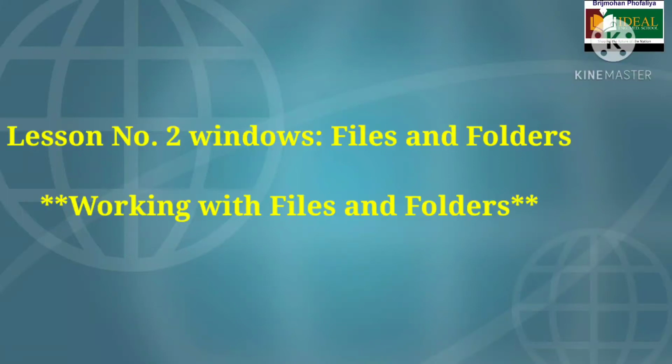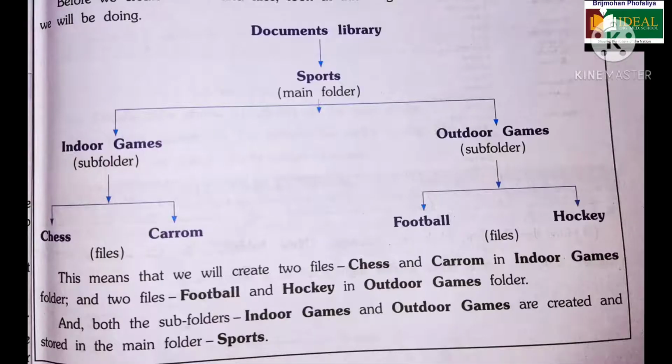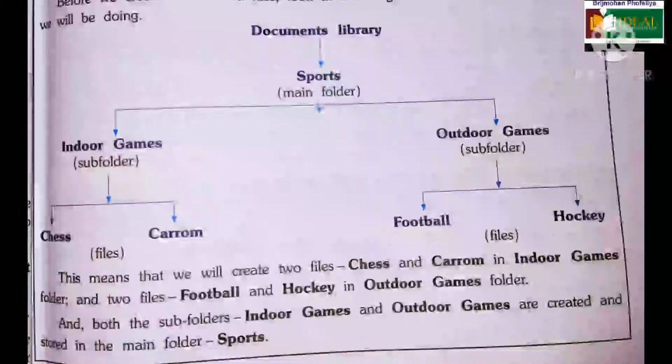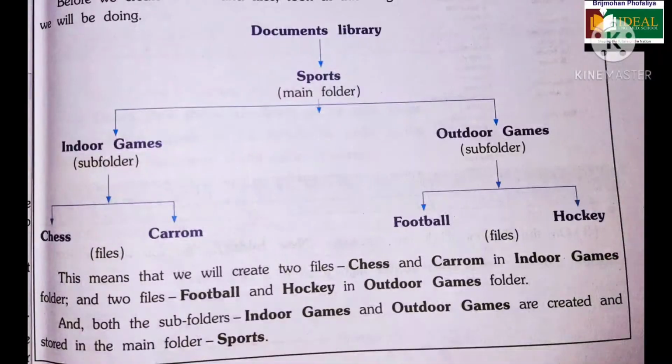In the previous class we have seen the libraries window and its parts. Today we are going to learn how to make folders. Before going further, just have a look at this tree diagram. Sports is the main folder, with indoor games and outdoor games subfolders. In indoor games, chess and carom are files, and in the outdoor games subfolder, football and hockey are files. So let's get started working with files and folders.